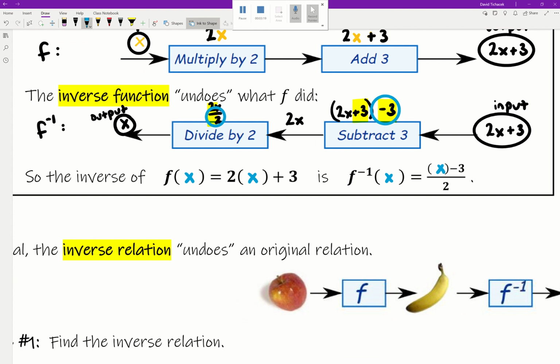These two machines are always going to undo each other. So if you feed an input into f and get the output from f, and then take that and feed it into your inverse machine, you're going to get that original input that you first started with.